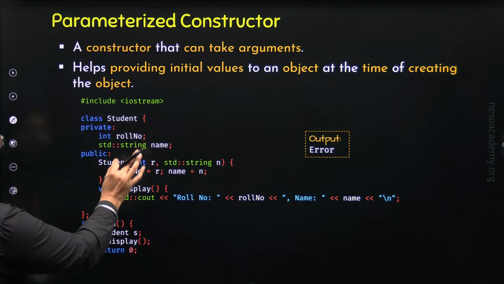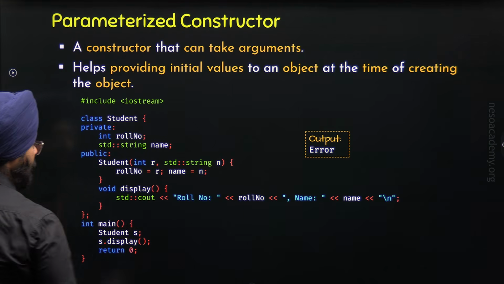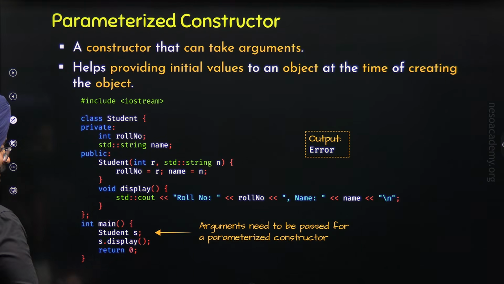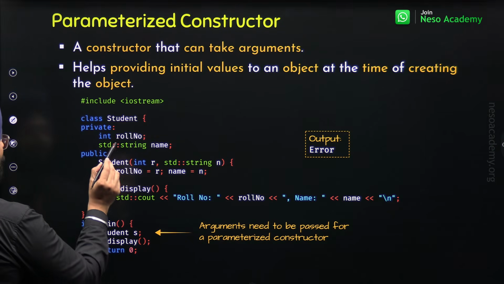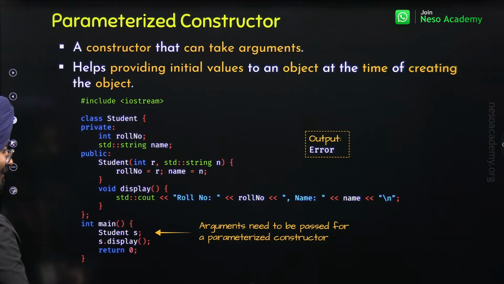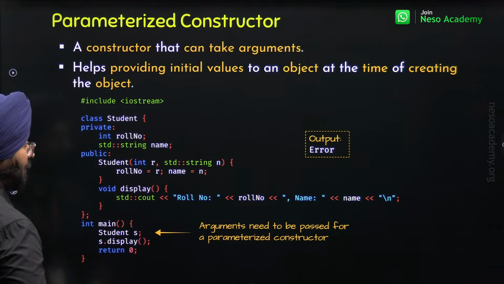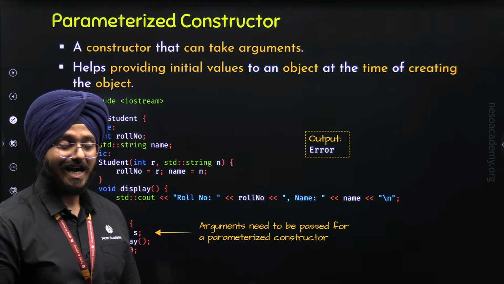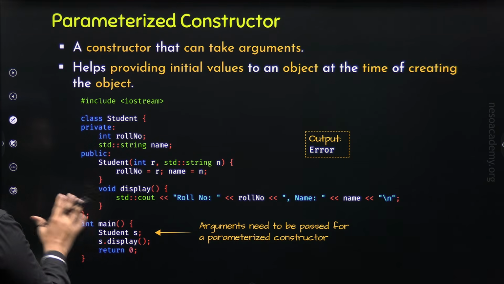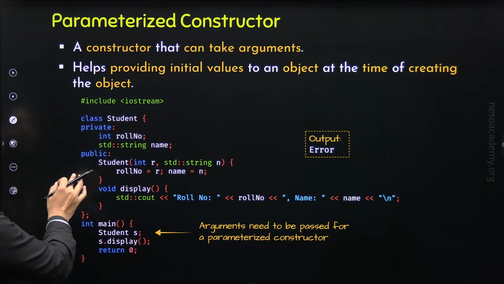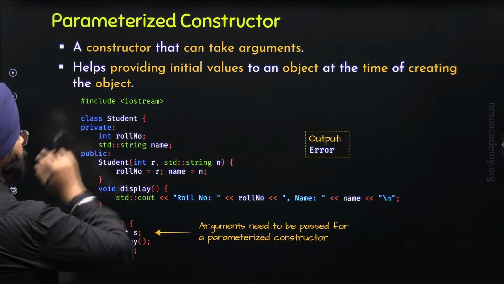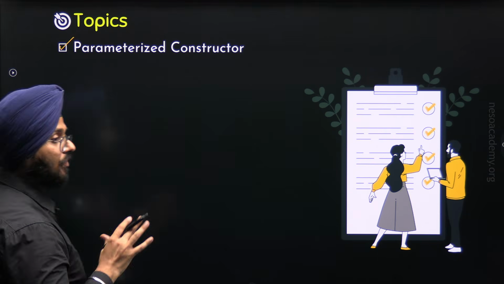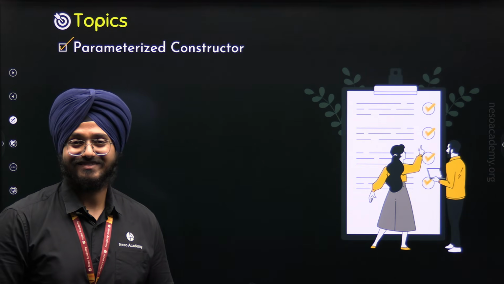So if we only have the parameterized constructor, then we need to pass arguments via this object to initialize the parameterized constructor. That is to provide values to the parameters of the parameterized constructor. I hope this idea is clear to you. So with this, we have properly understood parameterized constructor, and this means we are done with this topic and we are done with this lecture.